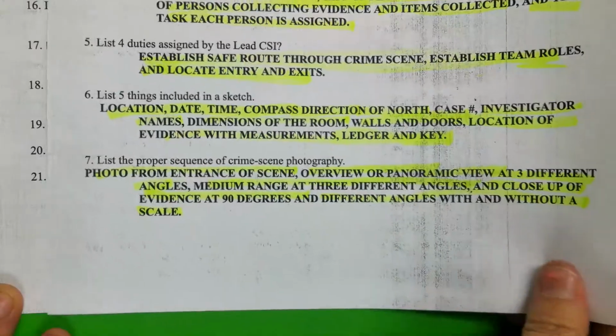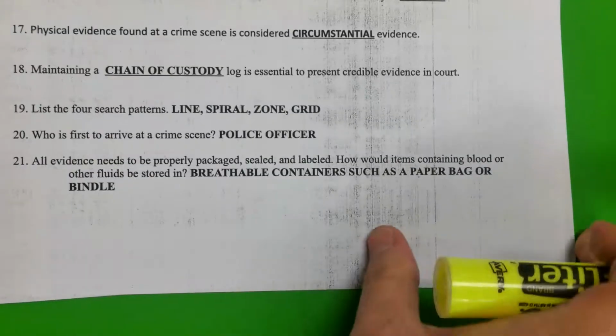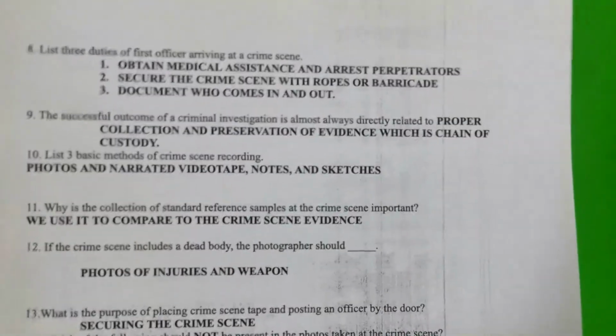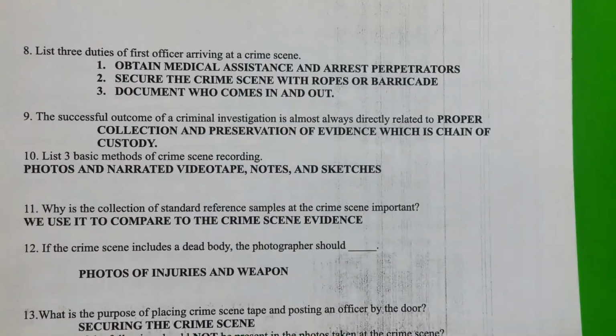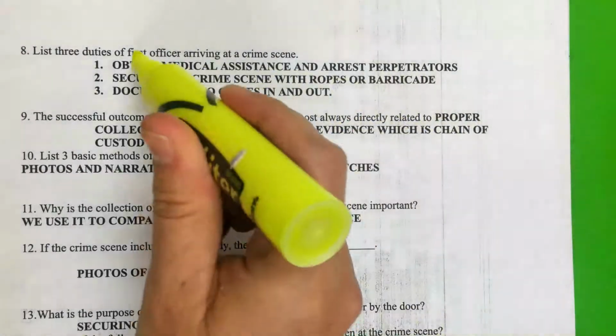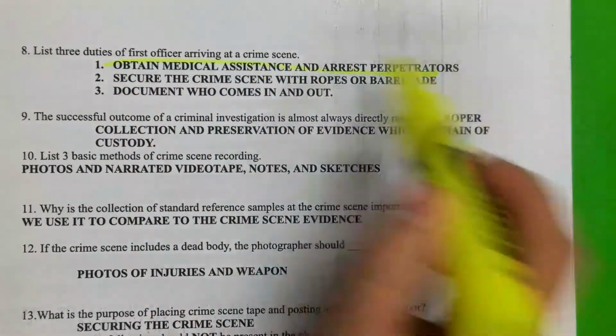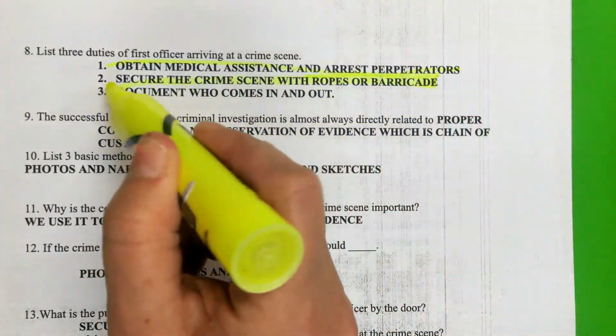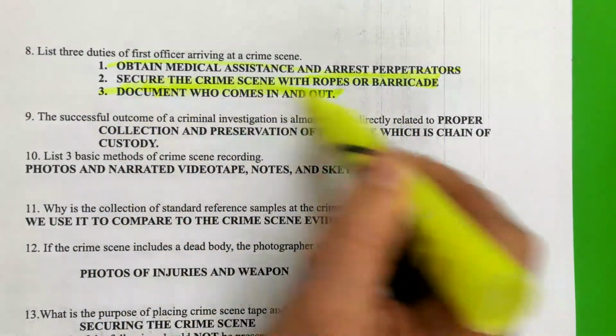Okay. Number eight. Lists 3 duties of the first officer arriving at a crime scene. So number one, obtain medical assistance and arrest perpetrators. 2 is secure the crime scene with ropes and barricades. And number 3, document who comes in and out.